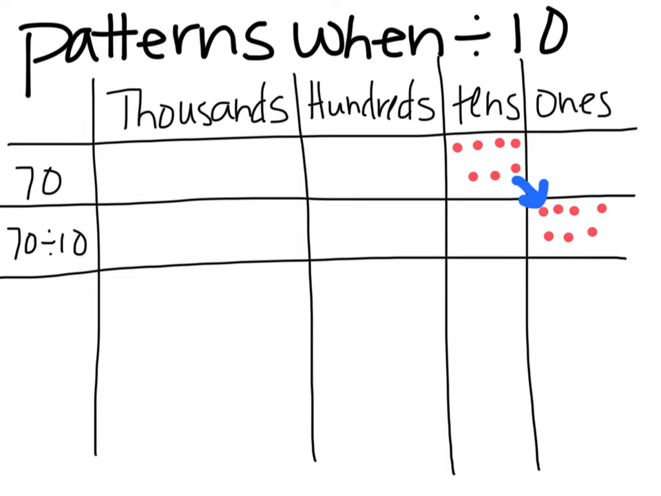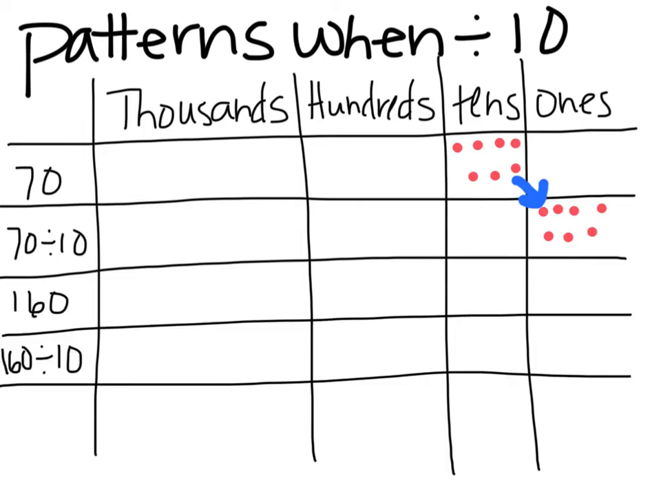Let's look at it again with 160. We would represent 160 in the place value chart as 1 chip in the hundreds column and 6 in the tens, with 0 in the ones. We know that 160 divided by 10 gives us an answer of 16, which we would represent as a 1 in the tens column and a 6 in the ones column. So we can see that our pattern, once again, is that each digit is being pushed one place to the right in the place value chart.